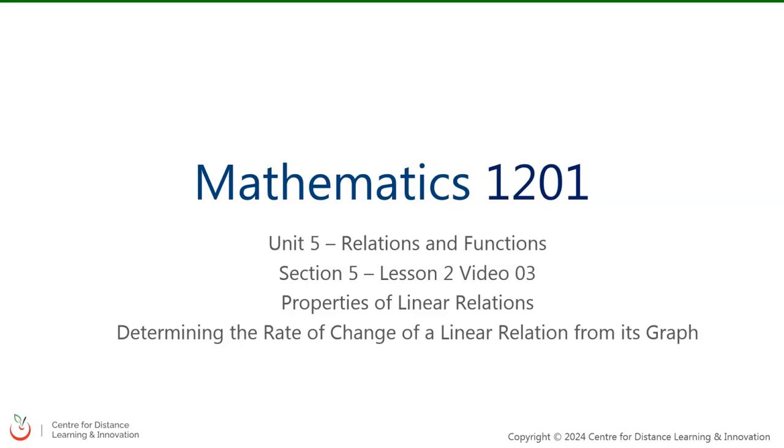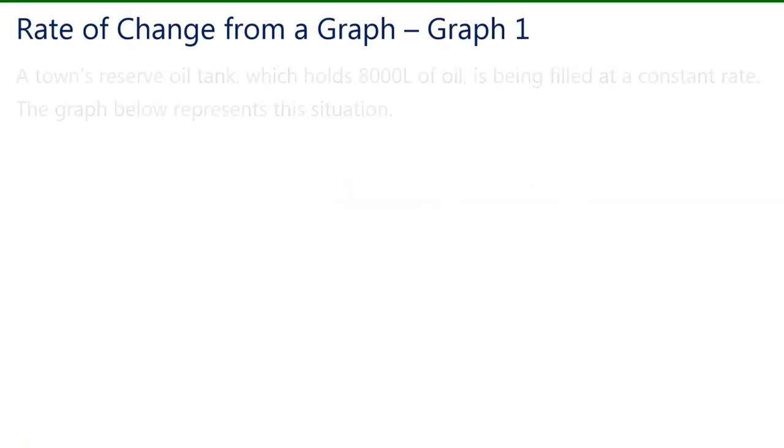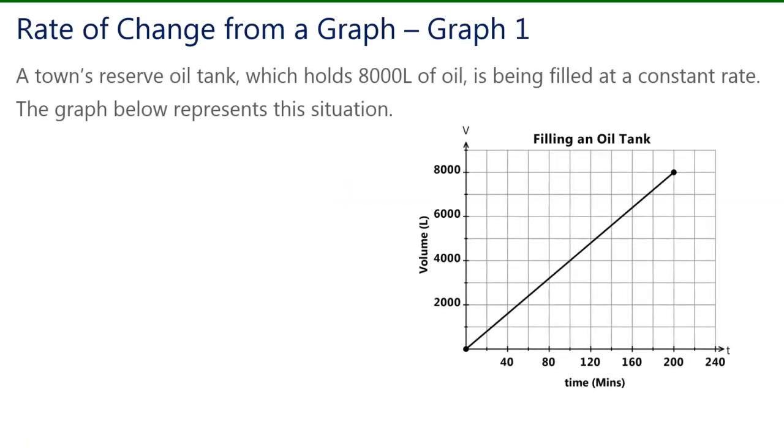In this video, we will be determining the rate of change of a linear relation from its graph. Here's our first graph. A town's reserve oil tank, which holds 8,000 liters of oil, is being filled at a constant rate. The graph below represents this situation.